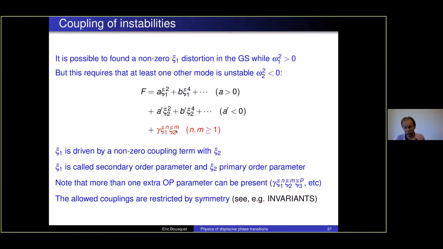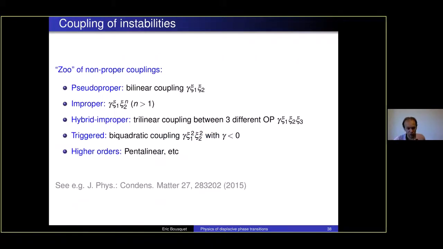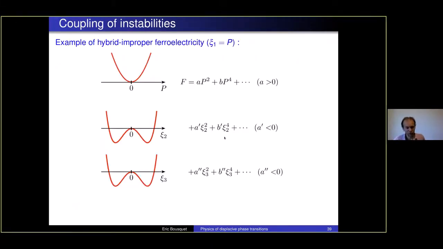And then, the thing is that you can have coupling between the modes that are unstable and the modes that are not unstable. And this means that when you have that, I will show you quickly here, for example, for the hybrid improper ferroelectricity, for the polarization here you have a single well energy shape. This means that the A coefficient here is positive. It means you cannot lower the energy with respect to the polarization.